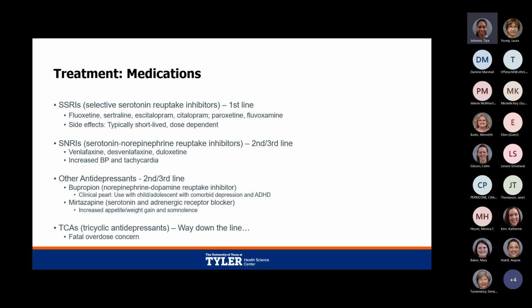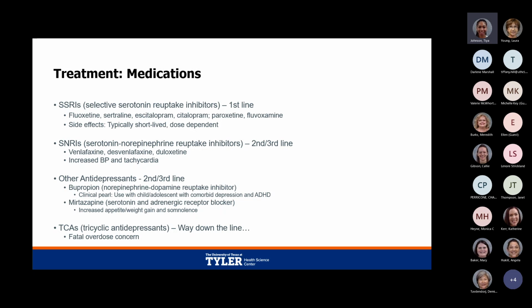So we have to be careful to monitor vital signs when we're prescribing these medications because it can affect blood pressure and tachycardia. Now, there are other antidepressants that aren't necessarily within either of these other classes that are still considered second or third line antidepressants. One of those includes bupropion, which is a norepinephrine dopamine reuptake inhibitor.